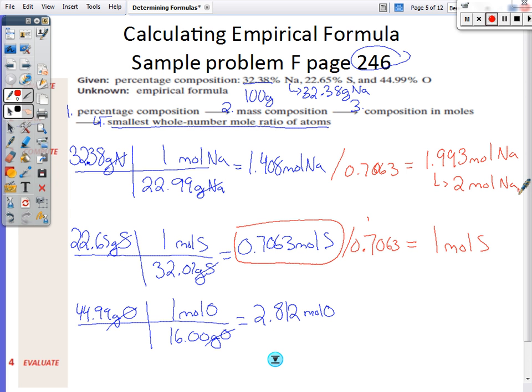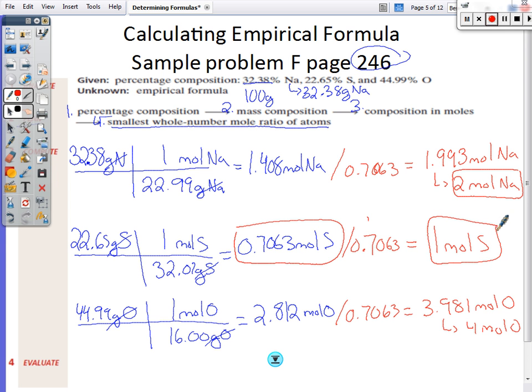Okay? And same thing here. That gives me 3.981 moles oxygen, which I'm then going to round up to 4 moles oxygen. Alright, so there, I have whole numbers. I have 2 moles of sodium for 1 mole of sulfur for 4 moles of oxygen.